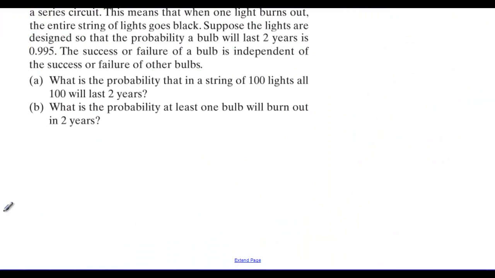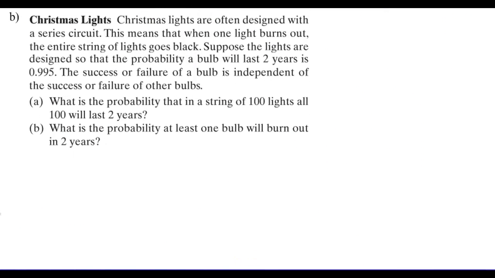All right, let's talk about some Christmas lights. So Christmas lights are often designed with a series circuit. This means that when one light burns out, the entire string of lights goes black. Suppose the lights are designed so that the probability of a bulb will last 2 years is going to be 0.995. The success or failure of a bulb is independent of the success or failure of other bulbs. So what's the probability that in a string of 100 lights that all 100 will last the 2 years?